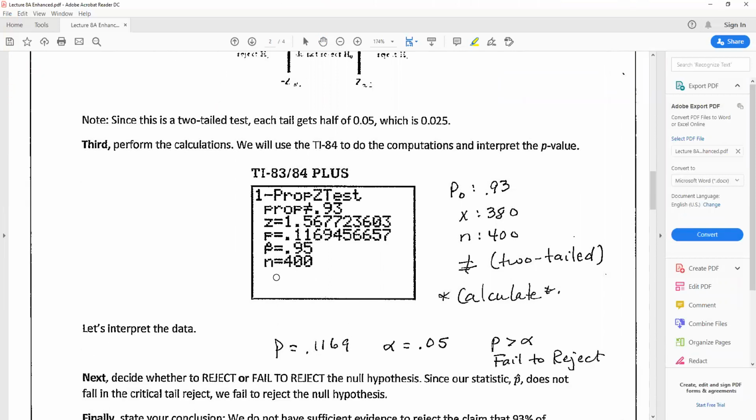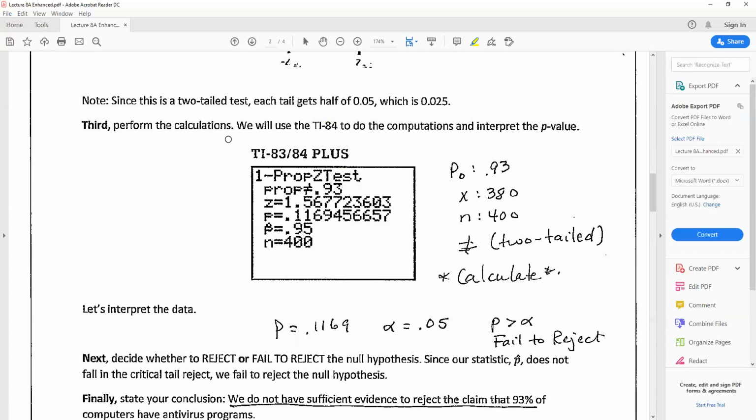Now let's do the calculation using the TI-84. To perform this calculation, we're going to do the one-prop z-test. And when we call up the one-prop z-test, we will enter the null hypothesis's argument that the null value is 0.93. The x value is 380. And n is equal to 400. And again, we will choose the not equal to, since this is going to be a two-tailed test, and then we calculate.